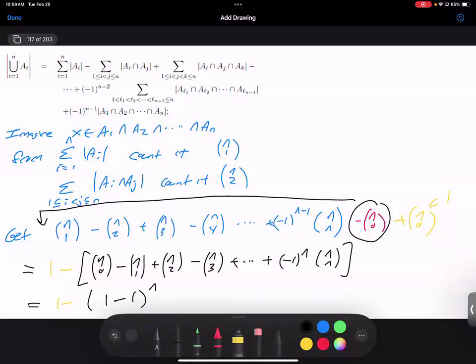When you use the binomial theorem to expand that out, that's what we get. What's (1 minus 1) to the nth power? It's just 0. So notice we get 1. So if x is included in all of the A's, its contribution from the right-hand side is 1. We counted the element. So this is the proof of inclusion-exclusion. At the end of the day, we counted it, and we only counted it once.